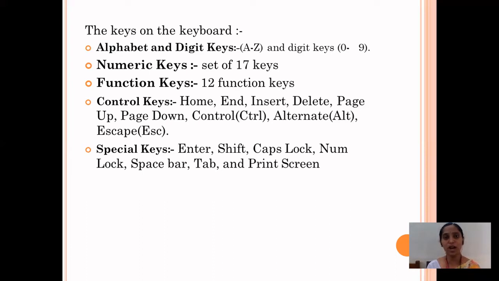Some function keys are available on a keyboard at the top line. They are numbered as F1, F2, F3 and F4. Some control keys are available, which are Home, End, Insert, Delete, Page Up, Page Down, Control, etc. What is the purpose of control keys? Control keys are used to control the screen or window. For example, using Page Up and Page Down, we can move the cursor from the first to the second page as well as from the bottom page to the upper page.